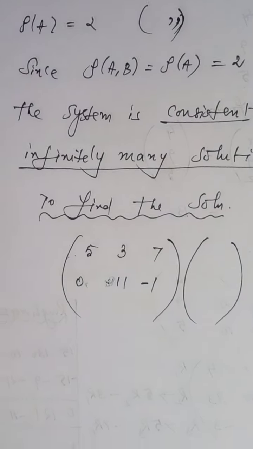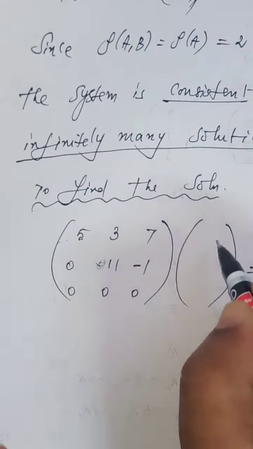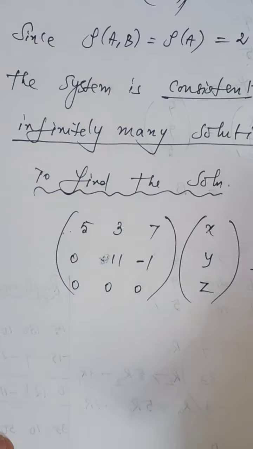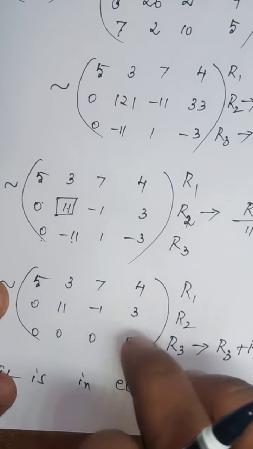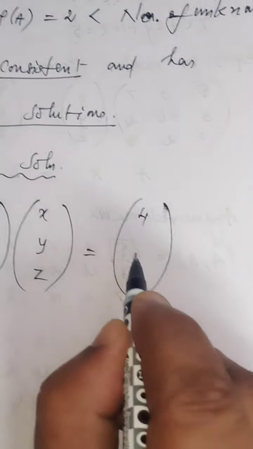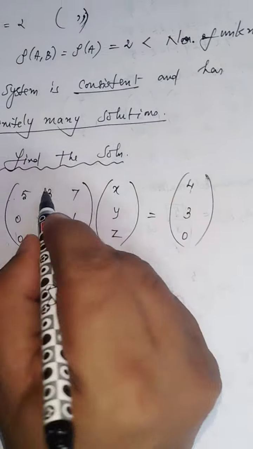(11) and minus 1. Next, third row 0, 0, 0, 0, 0, 0. Here as usual x, y, z. Right hand side matrix, we have to consider the last column of that last equivalent matrix, 4, 3, 0. Okay. Now you can multiply.